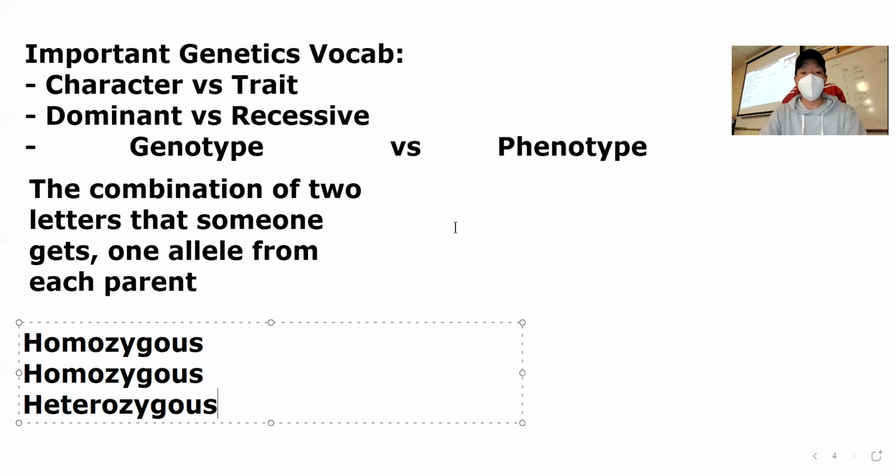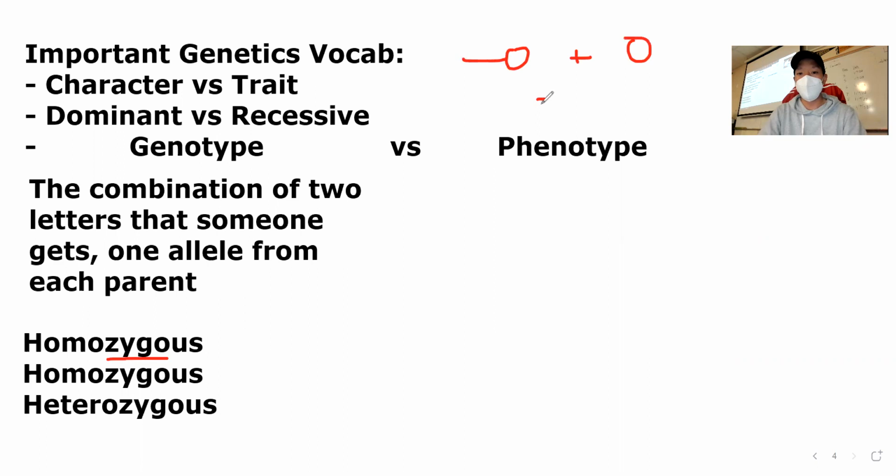Now, what does the word homozygous or heterozygous mean, or what does it refer to? Well, hopefully you remember from first semester that when sperm and eggs come together, they make the very first cell that you are, and that cell is called a zygote. You guys remember that? Okay, I'll draw that up here. So sperm plus egg equals a zygote.